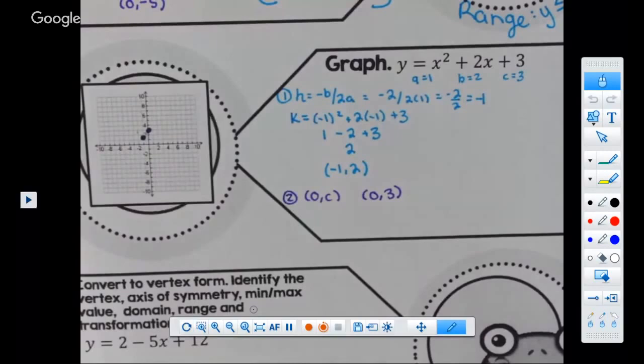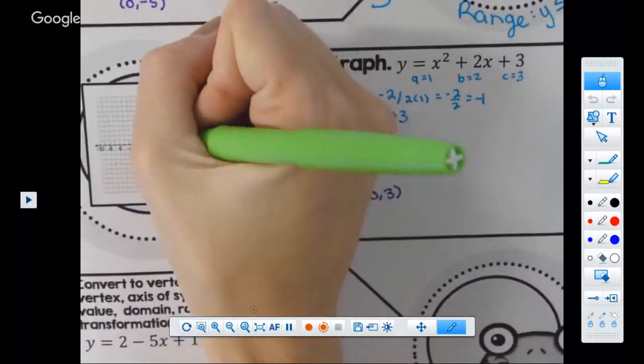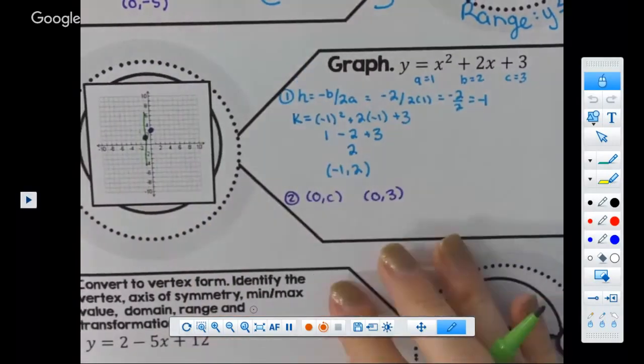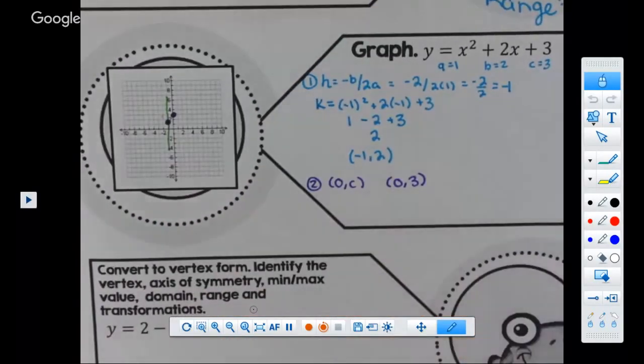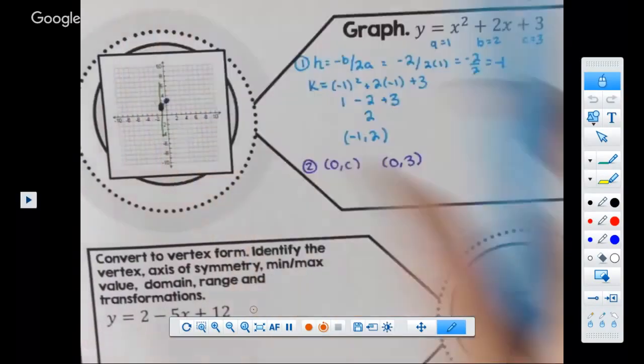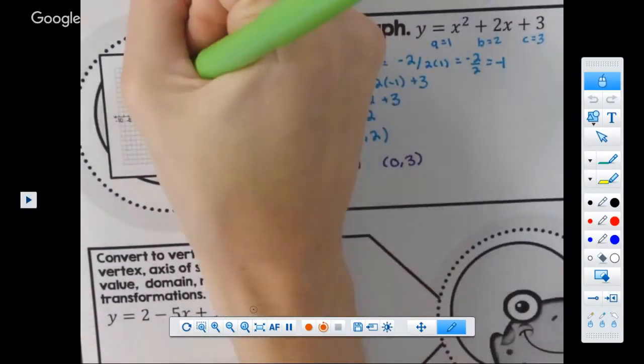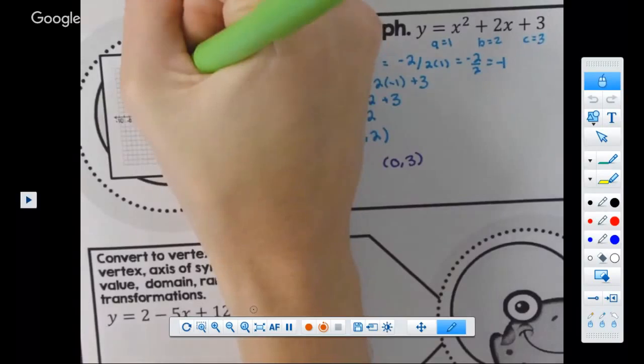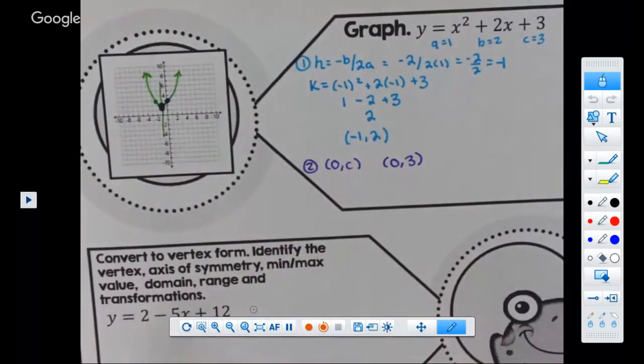Now, for those of you who it helps, I want you to visually draw a line through the vertex, so that way you don't forget which one was your vertex. This time, from the vertex to the point, we went over 1, up 1. I wrote it in the wrong place. I'll fix it. So on the other side, we're going to go over 1, up 1. Once I do that, I can connect them.